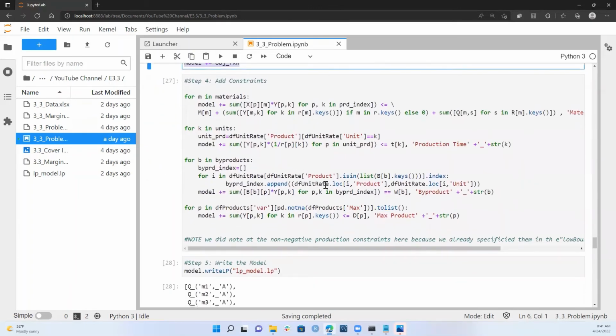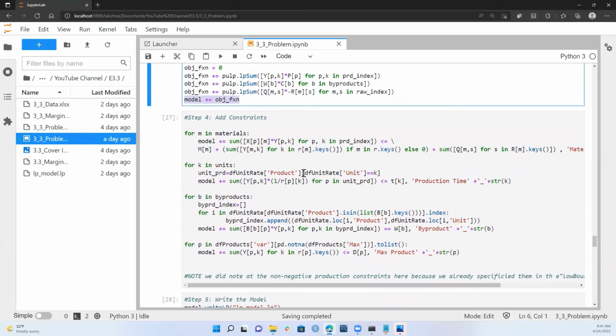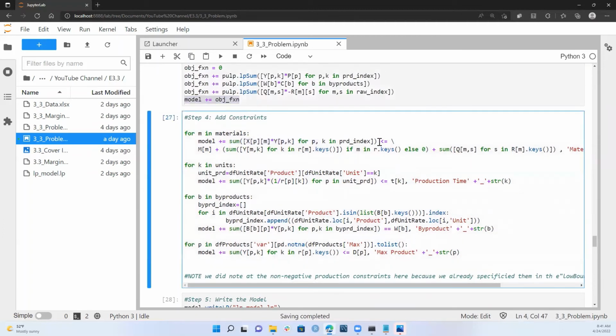And for the constraints, again, we're going to walk through each of these. Some of these are familiar. So this first one is the material balance constraint. On our left-hand side up here, we're going to have the amount of material M consumed for all the production of product P on machine K.